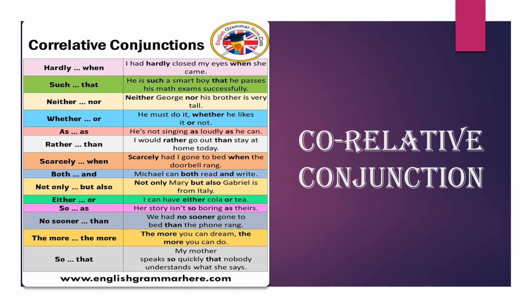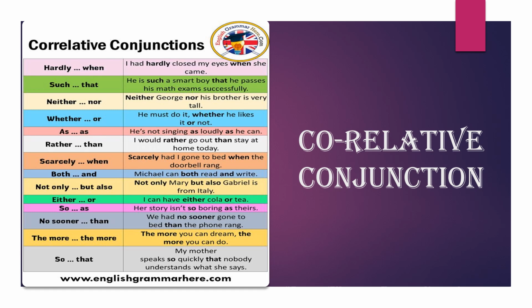Now, whenever you're using words like not only, but also, either or, neither nor, etc., you need to notice that most of the time we'll be using these words with singular nouns or singular formation. Not only Mary, but also Gabriel. Likewise, not only silver, but gold. Either or. I can have either cola or tea. So as. Her story isn't so boring as theirs. You have to notice here that so and as can be acting as a pair, and as also can be acting as pairs, but there is a difference in the way you're putting it.